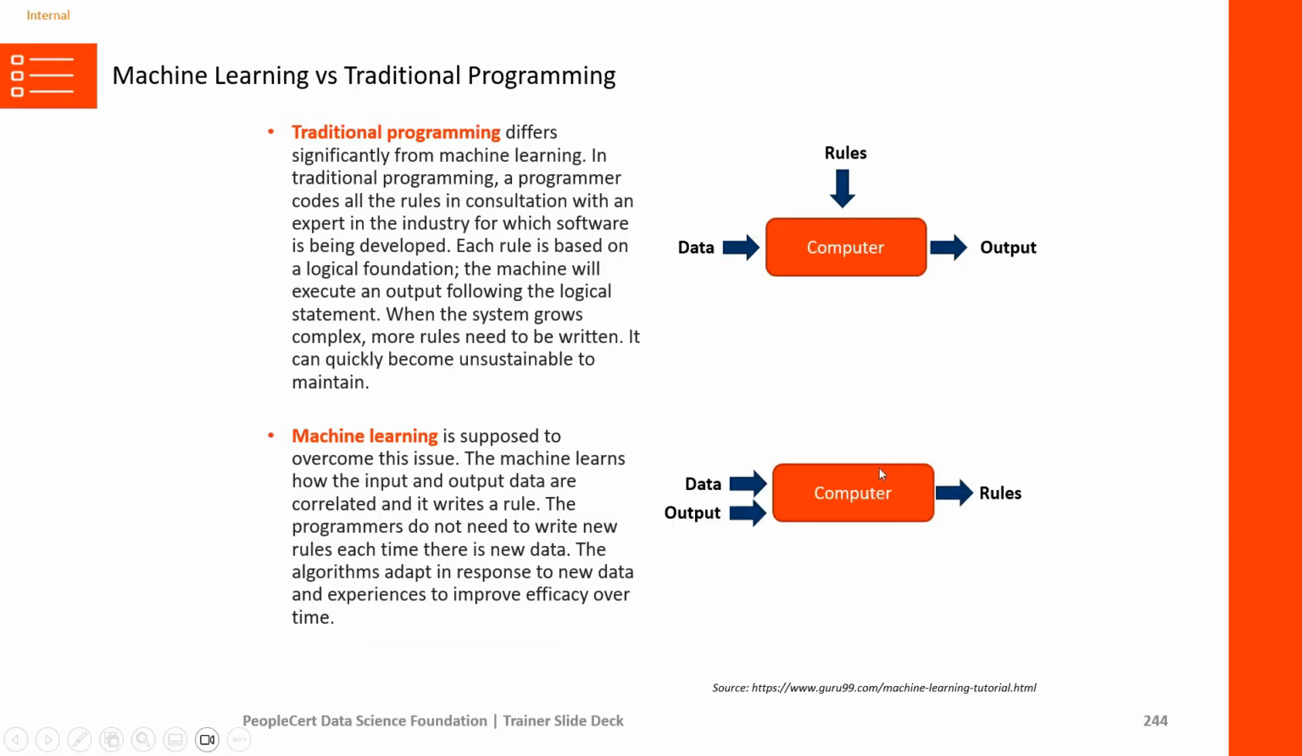Your rules are defined by the machine learning algorithms based on the output which is supposed to be received. All the logic and rules are tweaked based on the output which is supposed to be received by the machine learning algorithm. So the programmer does not need to write new rules each time there is a new set of data.